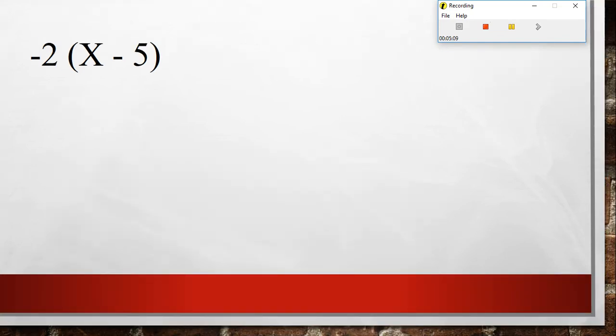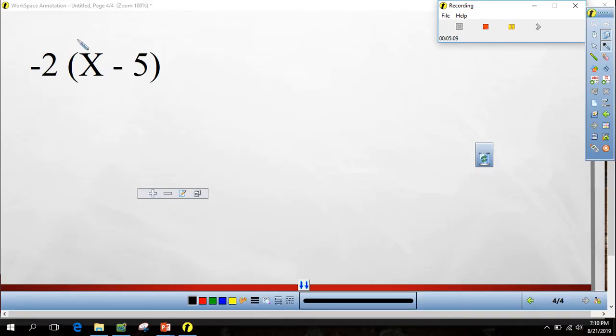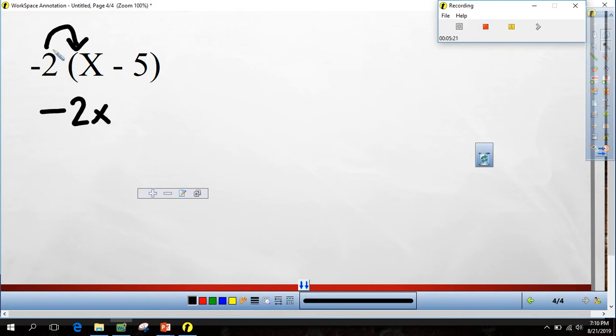Next is negative 2 parentheses x minus 5. We are going to distribute or pass out the whole value here of the negative 2. So it's negative 2 times x, which becomes negative 2x. And then negative 2 times negative 5. Remember, a negative times a negative becomes a positive. And 2 times 5 is 10.